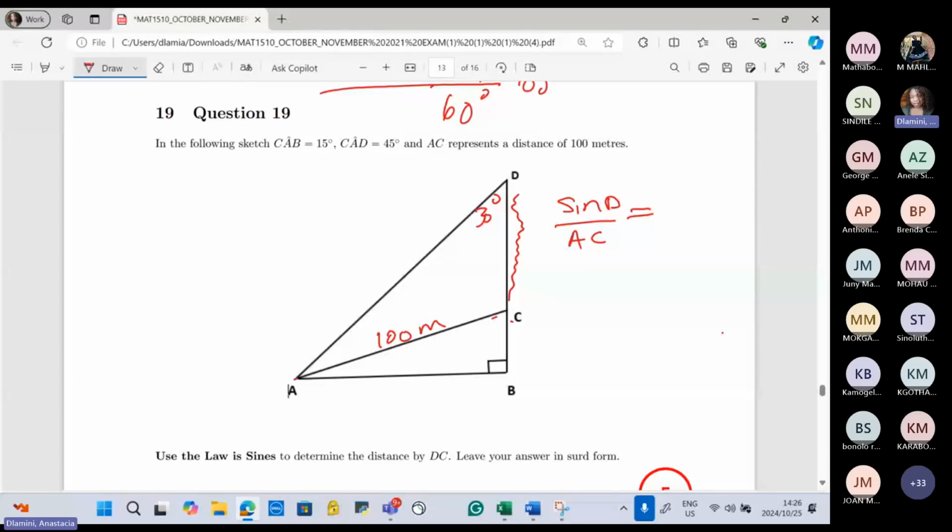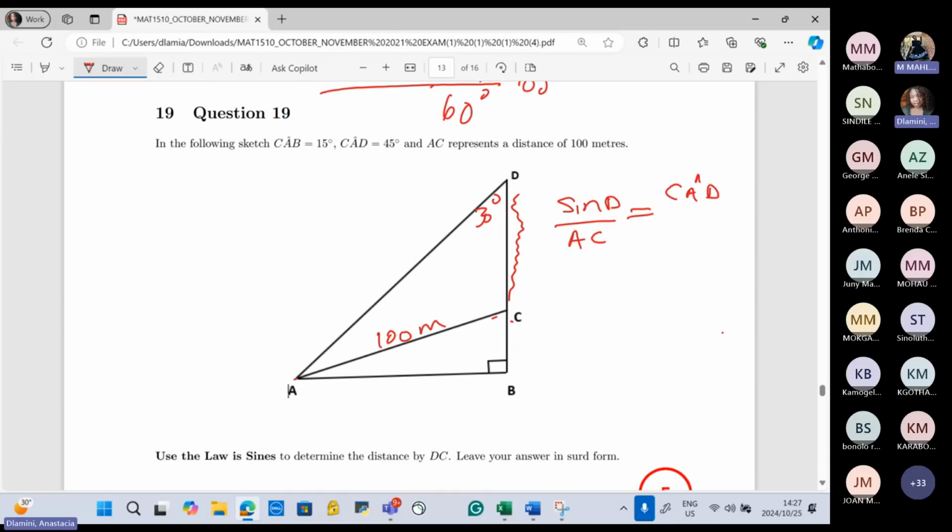Please repeat what you're saying. Sine D over AC equals to angle CAD over DC? I need to understand, because you're saying angle equals angle. Why are you having sine in front? Why are you putting sine in front of the angle?